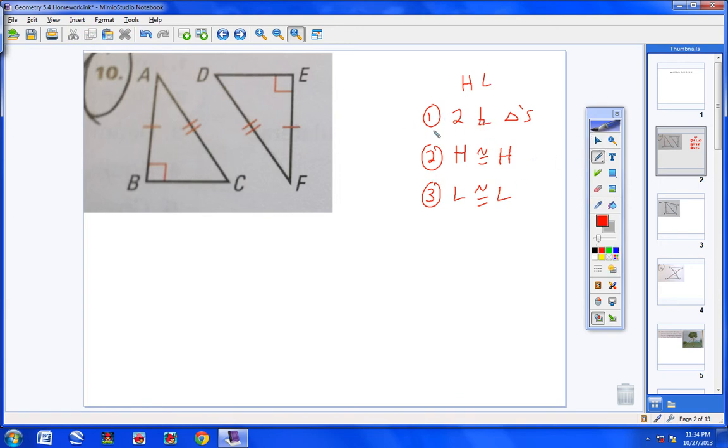Number one, do we have two right triangles? Yes, we do. Do we have a hypotenuse congruent to a hypotenuse? Yes. Here's a hypotenuse and a hypotenuse. And do we have a leg congruent to a leg? Well, here's a leg with one slash. Here's a leg with one slash. So yes, we can definitely use the HL congruence theorem. By the way, the directions say to explain your answer. I mean, we just did as we went along. We checked all of these things off, so we're totally good.